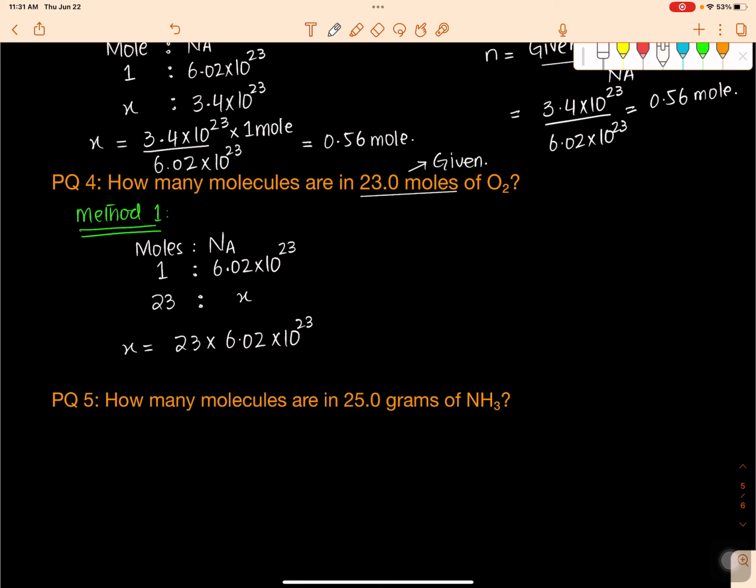So that very big number is 1.38 times 10 power 25. So these are the number of molecules of oxygen that are present in 23 moles of oxygen. So let's find it out in method number 2.